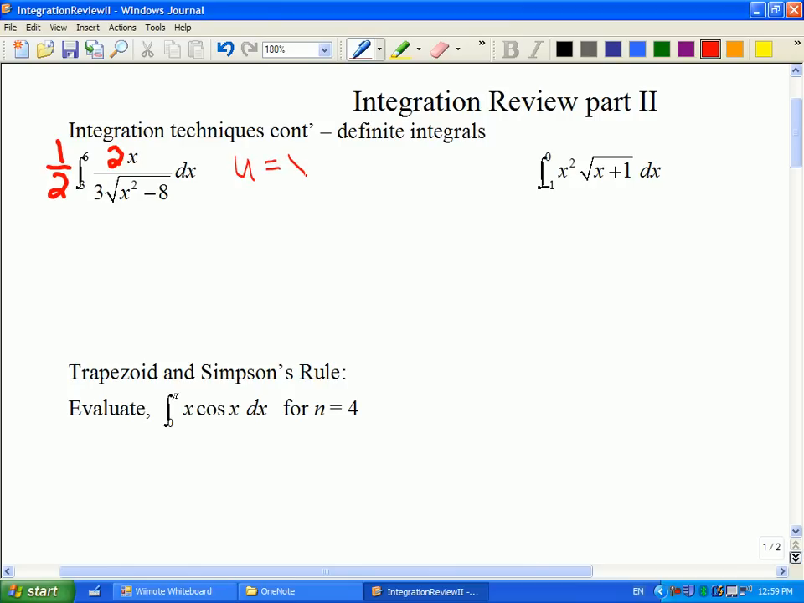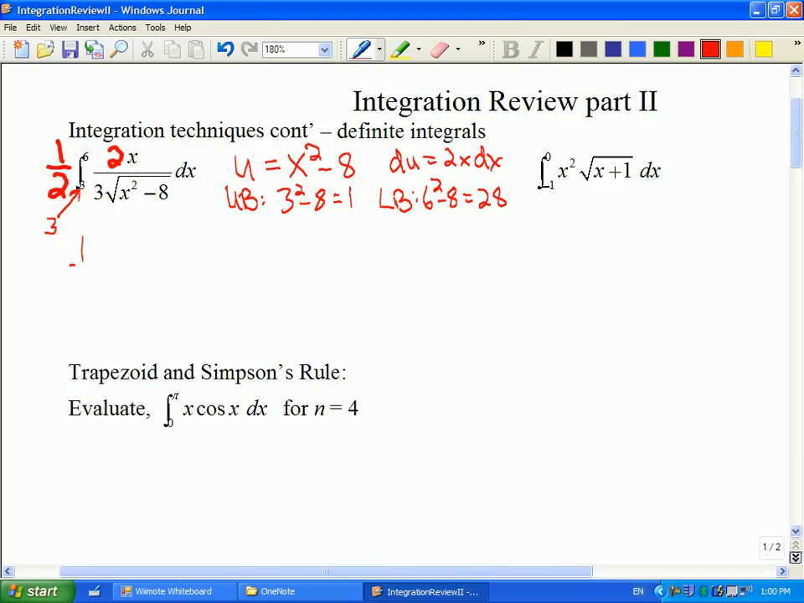The best candidate here is to substitute for x squared minus 8, which means now my bounds are going to change. Instead of being 3 as my lower, it's now going to be 3 squared minus 8, which is 1. And my upper bound is going to be 6 squared minus 8, which is 28. So I also have to change the bounds when I rewrite my integral. And of course, du will be 2x dx. So there's all the pieces that I would put into this.